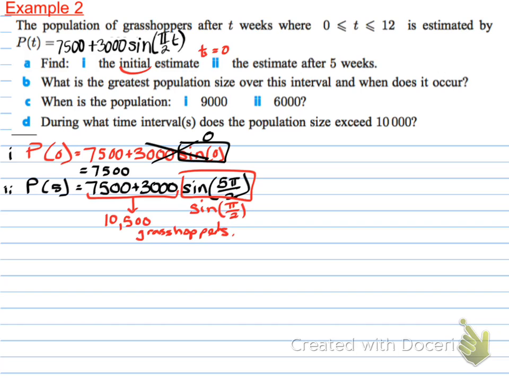So here's the simple problems. This is what you'll do for your project. You'll plug in points for your independent variable, like time or x, and then you'll solve for your dependent variable, like population or temperature. Now let's take a look at question B. Question B is asking a slightly different question. When is the greatest population size over this interval, and when does it occur?